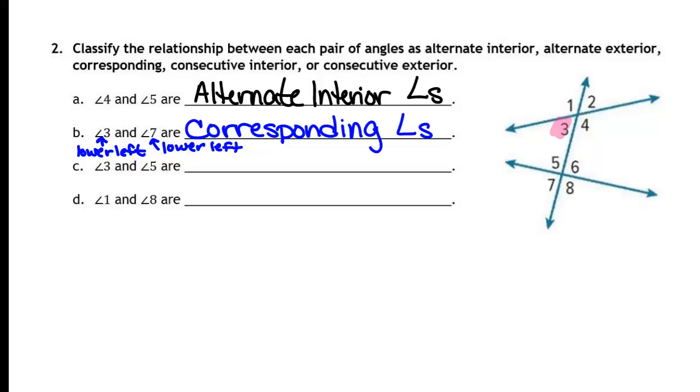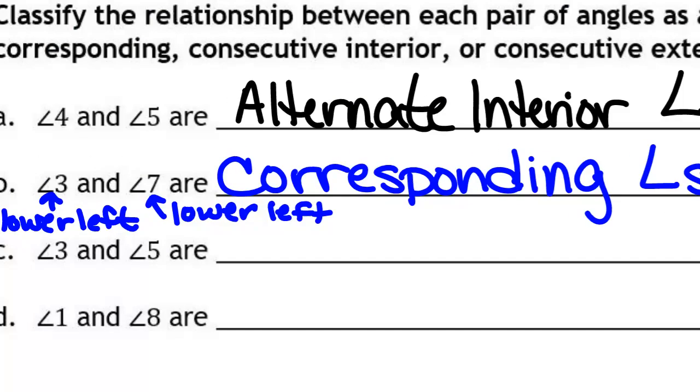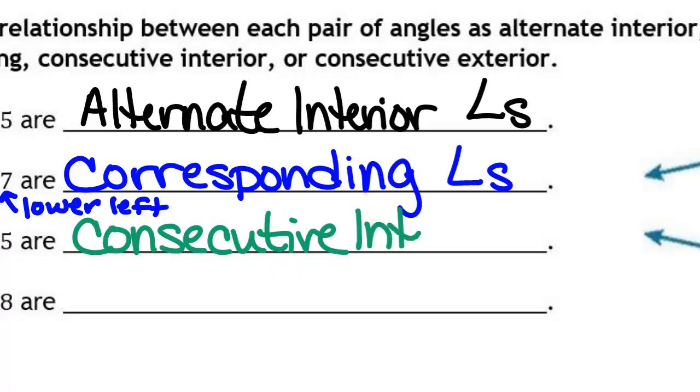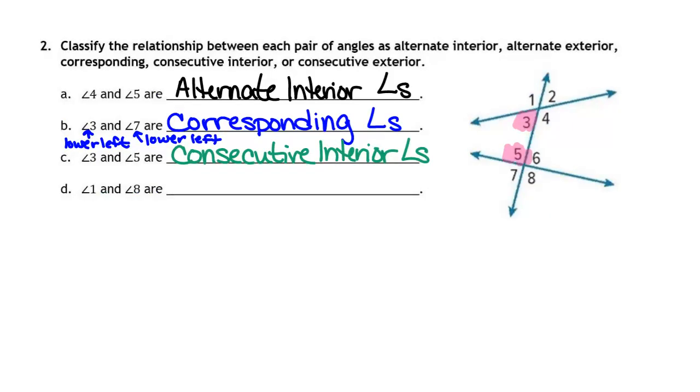All right, then we have angle 3 and angle 5, interior or exterior, or one of each. Interior. Same side or opposite sides of the transversal? Same side. What's the C word that we have that means same side? Consecutive. These are consecutive interior angles. And then finally, we have angle 1 and angle 8.